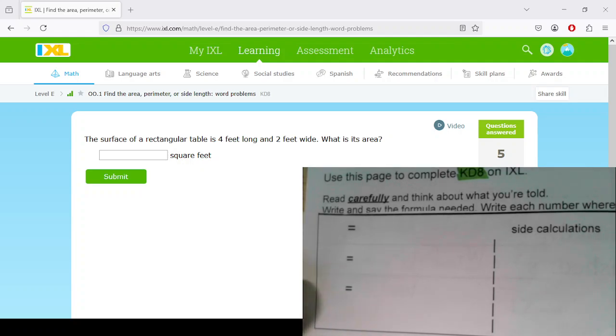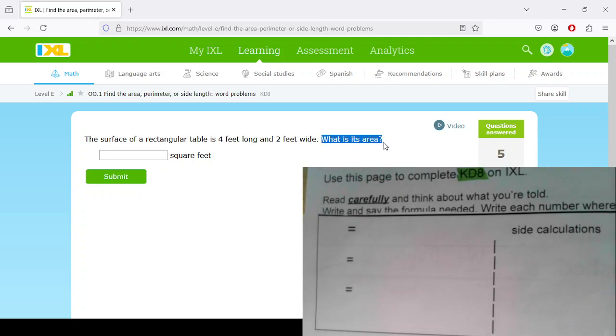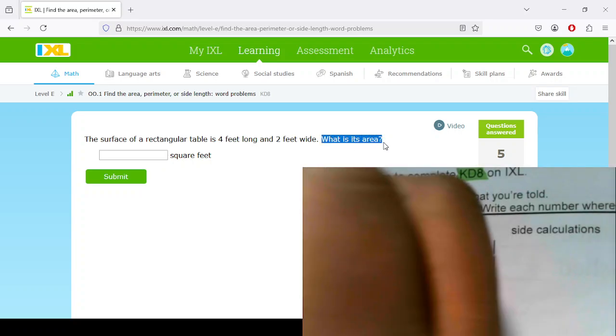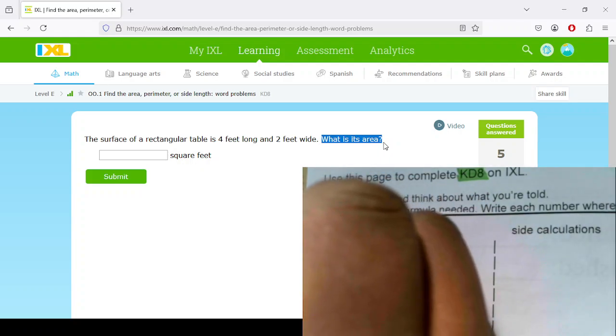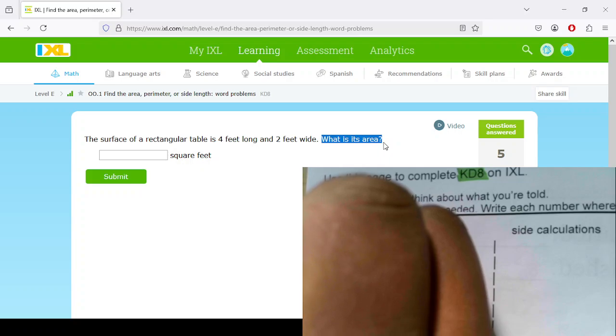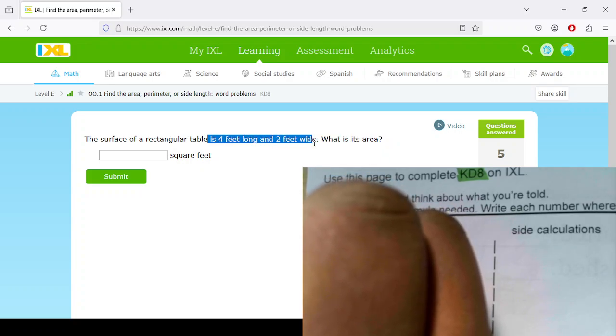Now here's an example from KD8 on finding the area. My question is, what is its area? I find the actual question word and the actual question mark. What is its area? So I'm going to immediately, okay, I'm expecting to find the area. The surface of a rectangular table is 4 feet long and 2 feet wide.